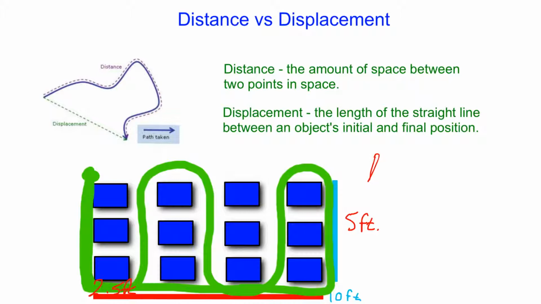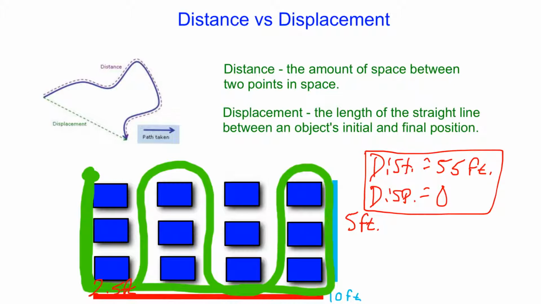So we can say distance is equal to 55 feet. Now let's get his displacement. Remember, the displacement is the length of the straight line between the initial and the final position. The initial position was here, the final position is here. So his displacement is 0. And you do not put a unit on the number 0, alright, so you don't have to write feet or anything with that. So hopefully you can tell the difference now between distance and displacement.